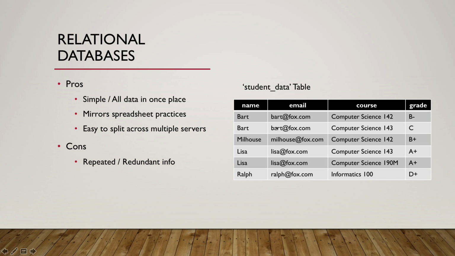On the other hand, there is a lot of redundant information in this table. Bart and his email is listed twice. Lisa and her email is listed twice. The course name, CS143, is listed twice, as is CS142. And that means that there's a lot of repeated information. Now, don't look at this as a waste of space. It isn't necessarily inefficient in terms of storage. What it is actually is one piece of information that's been repeated multiple times.